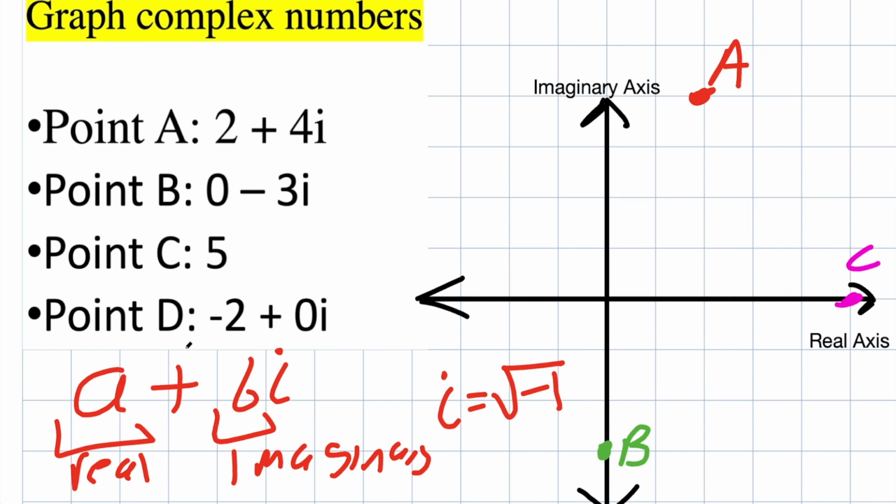And our last one says D is the real piece is -2, and you don't have an imaginary piece. It's 0. So we're just going to go left 2. 1, 2. And we can circle this. And this is going to be our point D. And that's pretty much it regarding graphing complex numbers.